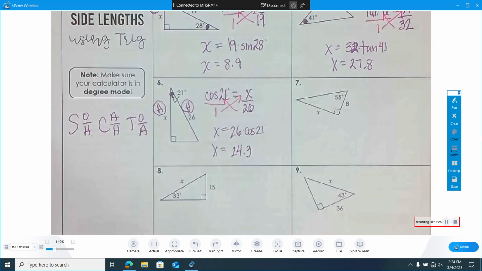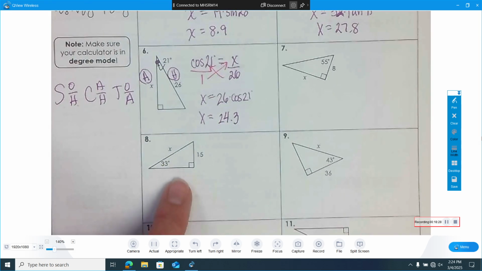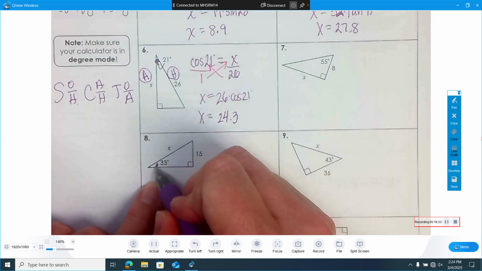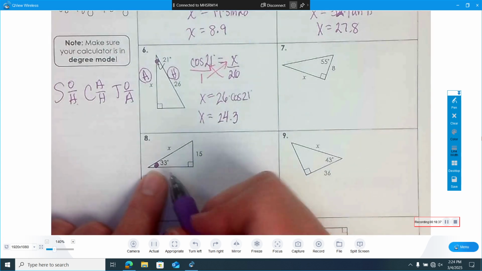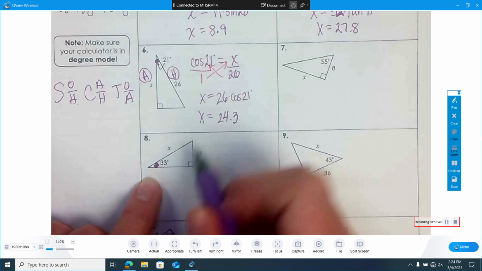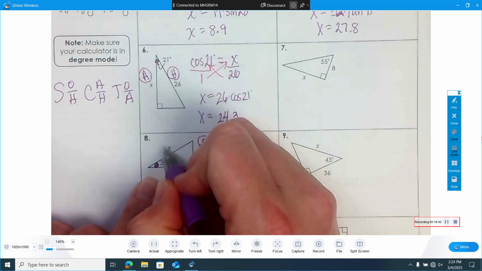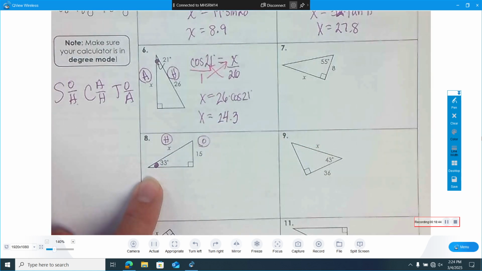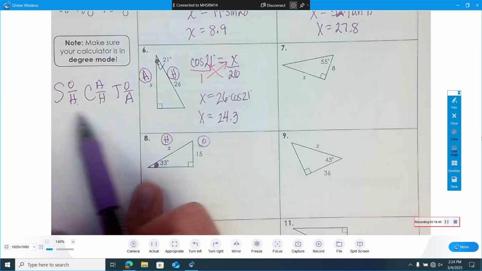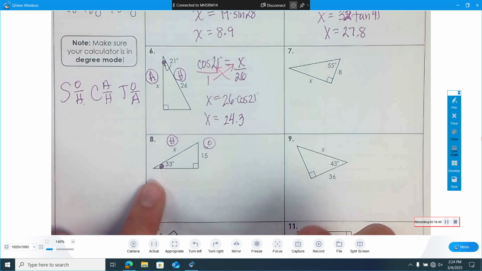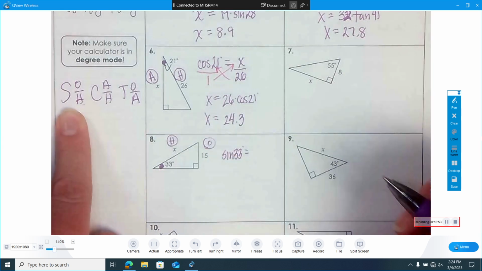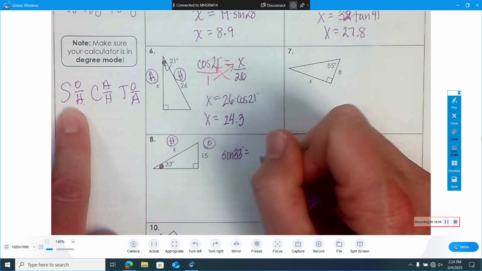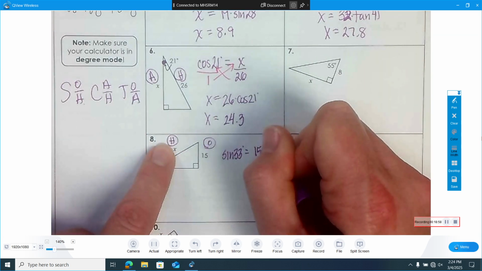All right, I have 2 more to do, and then we're done. 8 and 9 are a little different. So, again, we're looking from this 33-degree angle. Which sides did they give us? Opposite and hypotenuse. Good. So if they gave us opposite and hypotenuse, which function can I use? Sine. All right. So sine of 33 degrees equals what over what? Opposite over hypotenuse, so 15 over x.